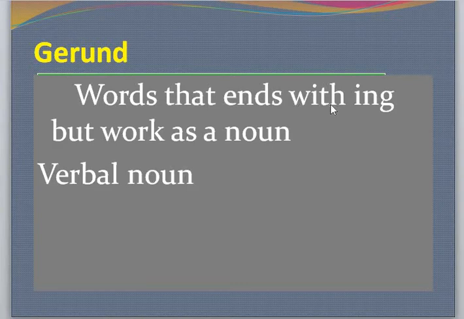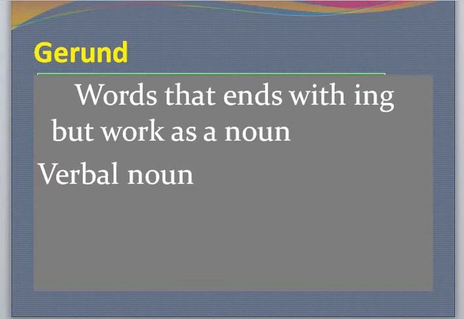Words that end with ing but work as a noun are called gerund. These can be called verbal nouns, right? All those words that end with ing, but they work as a noun in the sentence. They perform the function of a noun, although they are verbs. But sometimes in sentences, they do perform the function of the noun. At that time, they are called gerund or verbal noun.